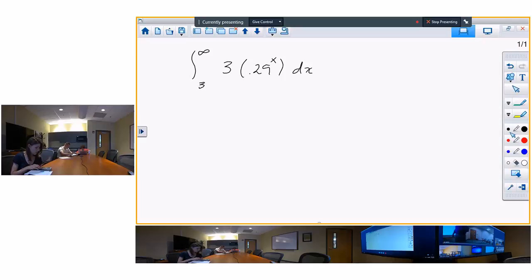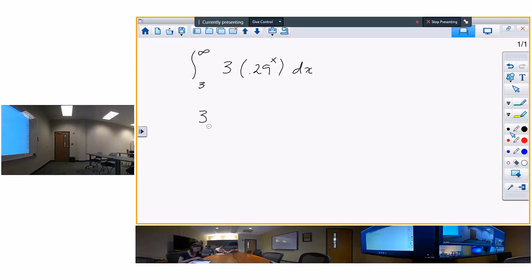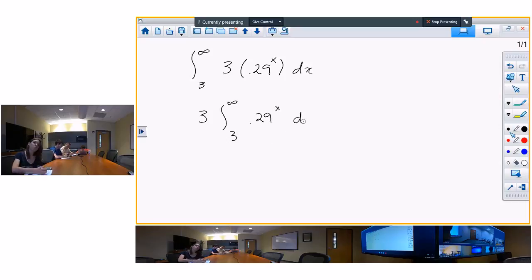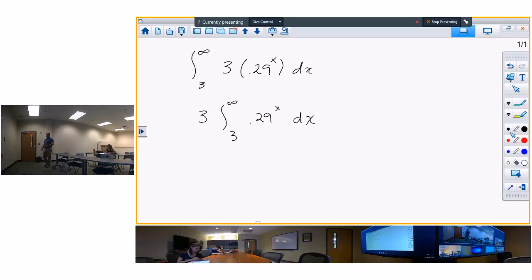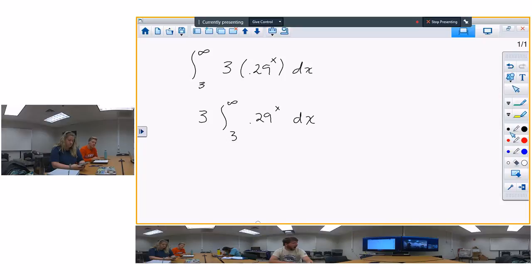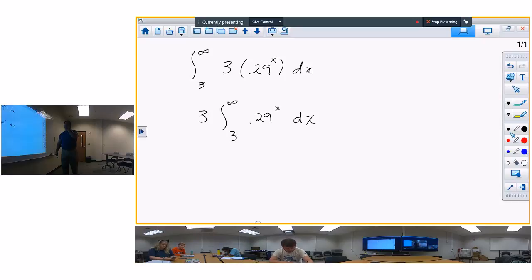So you pull the 3 out. Now, what can you put in for infinity? Well, you can put in 99999. You can do that. Or you can do it by hand and plug in the infinity. What is the antiderivative of anything to the x power?